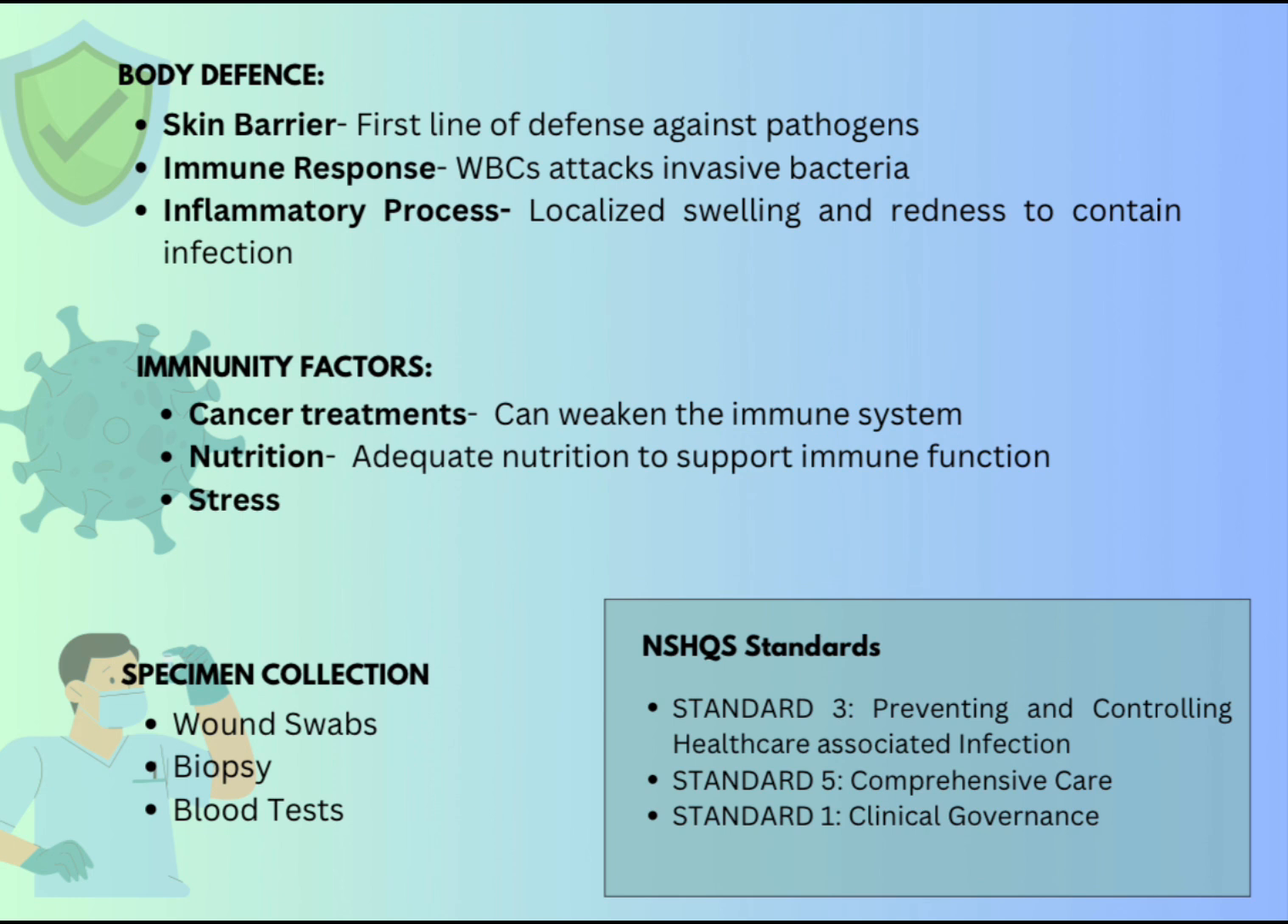Immune responses. White blood cells, particularly neutrophils and macrophages, play a crucial role in identifying and eliminating pathogens. The immune system's ability to mount an effective response is essential for infection control. Localized inflammation. Inflammation at the wound site helps to isolate and combat infections. Signs of inflammation include redness, heat, swelling and pain, which are indicative of the body's response to infection.